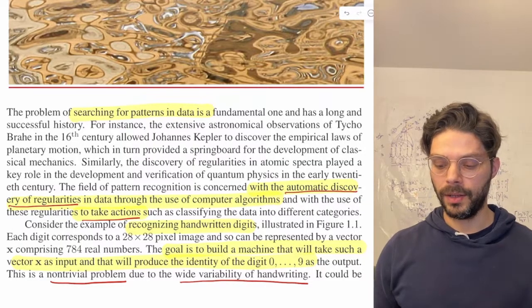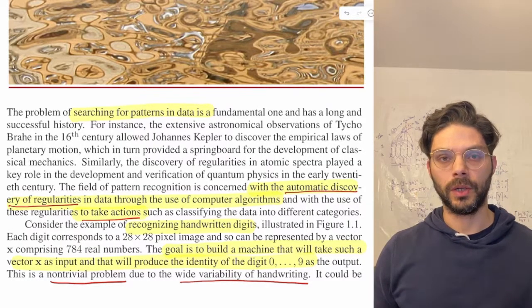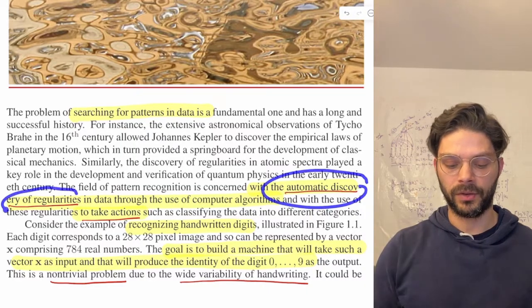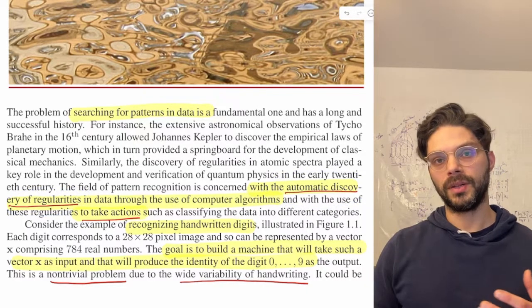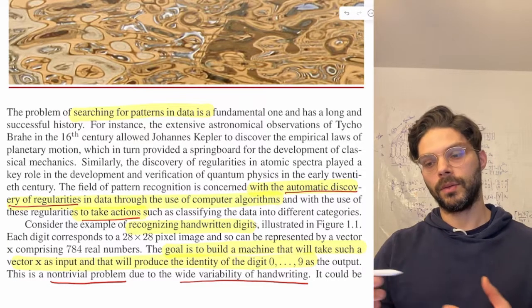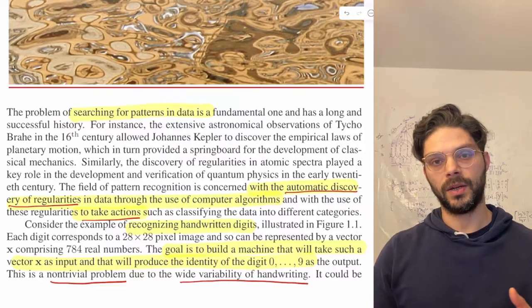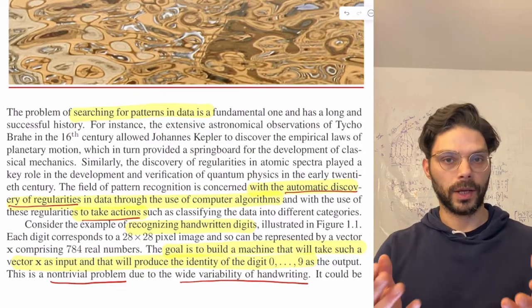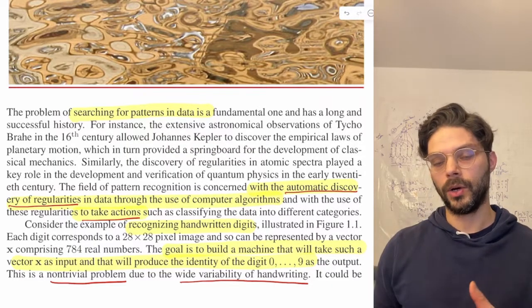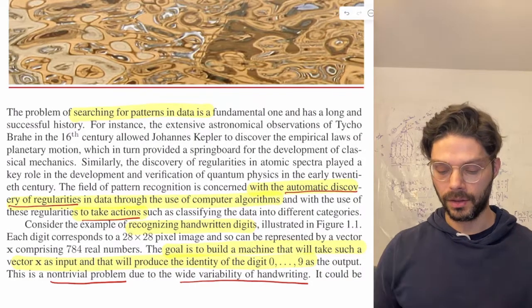Now, the key aspect here is that we're going to be looking at the automatic discovery of regularities. So we're going to be designing algorithms that will find patterns in data for us. Kepler, for example, had to look at this data and think about the regularities that could be there. But we're going to be designing algorithms that try to find these things for us.